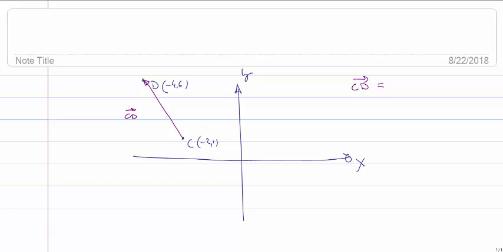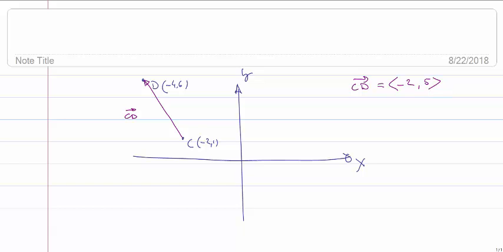So the change of x would be xD minus xC, which is -4 minus -2. That is -4 plus 2, or -2. And the y would be 6 minus 1, which is 5. Let's double check. Sure, that's good. X is negative, y is positive. That means this vector is going in the second quadrant. Good.